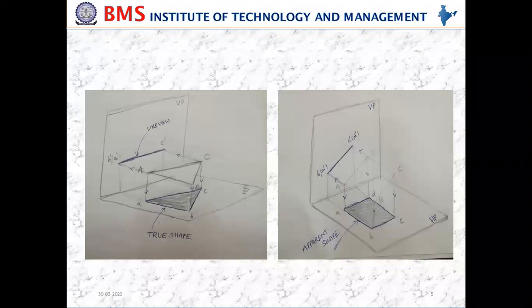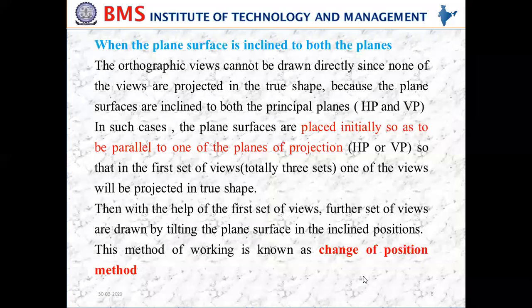So if it is inclined to HP, I'm going to get the apparent shape. Even if it is inclined to VP also, I'm going to get the apparent shape. If it is inclined to both, both views will be apparent shapes. So in this case, the orthographic views cannot be drawn directly because both represent what? Apparent shapes. We don't get any true shape because the plane surfaces are inclined to both the planes.